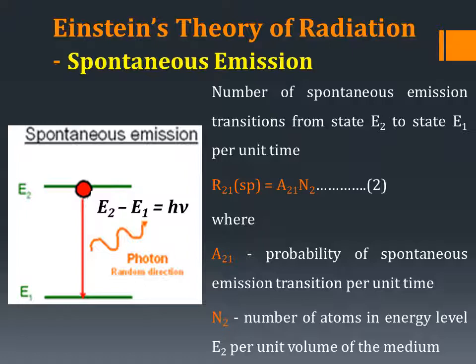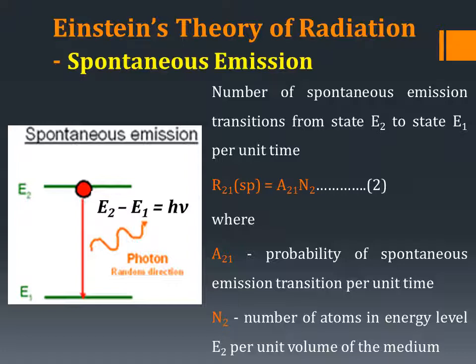In general, atoms in the higher energy state E2 will not stay there for long. Rather, they come to the ground state or the lower energy state by emitting a photon of energy h nu. Such types of emission take place by two methods, the spontaneous emission method or the stimulated emission method. Let us first have a look at the spontaneous emission method.